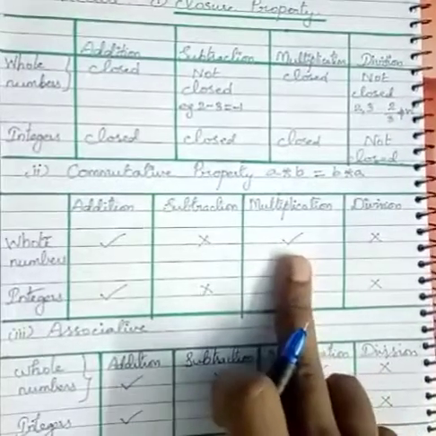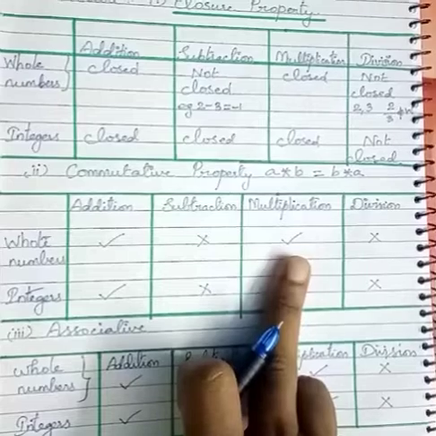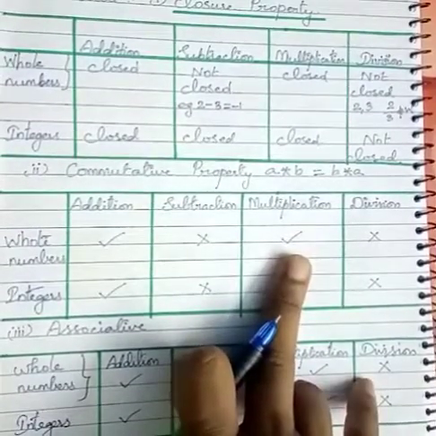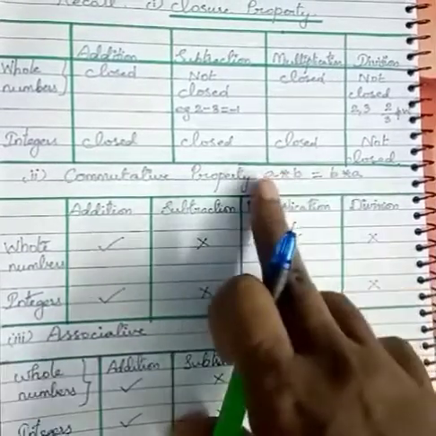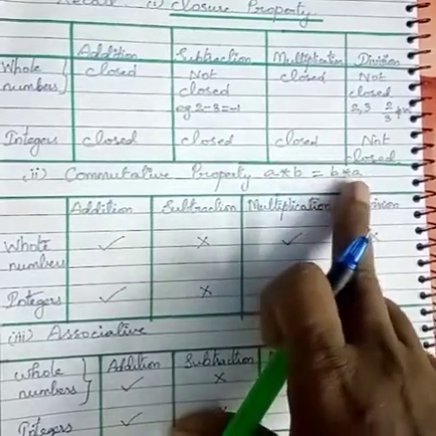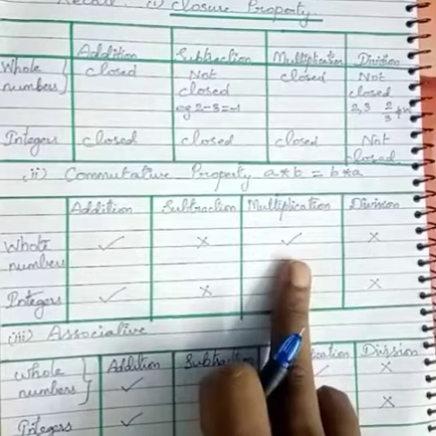So subtraction is not commutative. Next, when you talk about multiplication, when you multiply two whole numbers, for example 7 into 8, 7 8s are 56, 8 7s are 56. So the commutative property is satisfied. 7 when multiplied with 8 is 56, and 8 when multiplied with 7 is also 56. Both are equal, so the commutative property is satisfied.